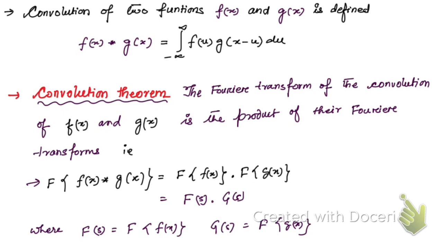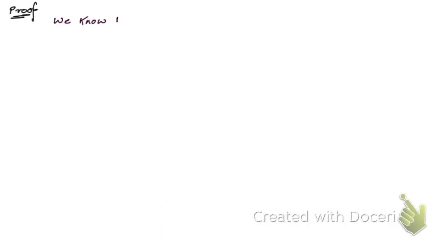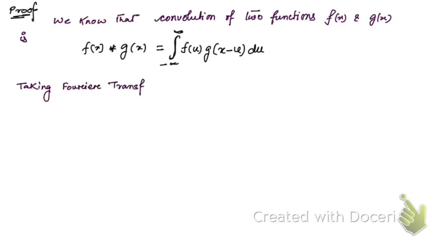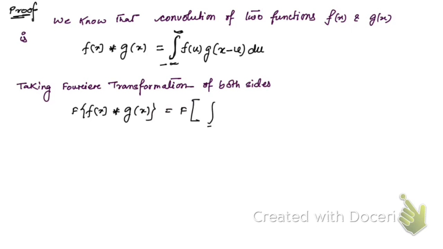So now let's prove it. Let me go to the new slide. We know the definition of convolution, which we have already got: the convolution of these two functions is given by the integration from minus infinity to plus infinity of f(u) g(x minus u) du. Now let us take the Fourier transform of both sides. On the left-hand side we have the Fourier transform of the convolution of f(x) and g(x). On the other side, the Fourier transformation of this integration.